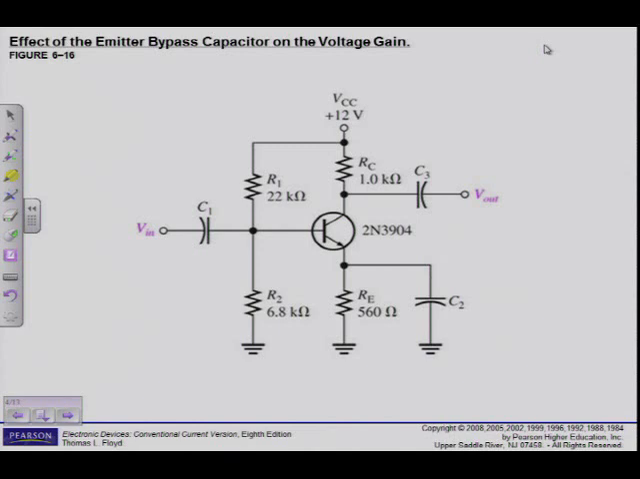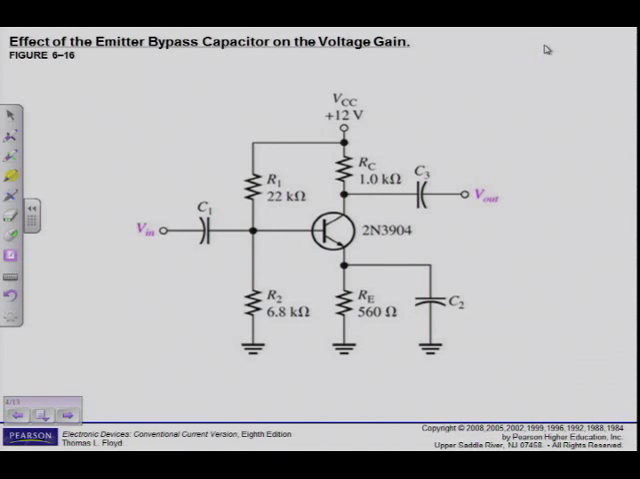The XC of the bypass capacitor C2 should at least be 10 times less than RE. So I take the value of RE divided by 10. And in this specific case, it's 560 divided by 10, which gives me 56 ohms.